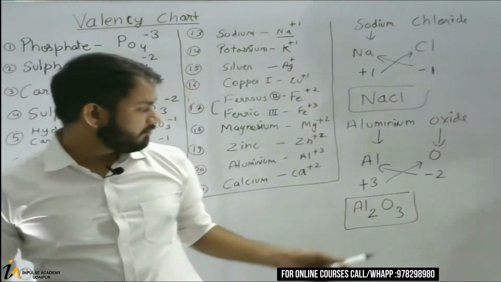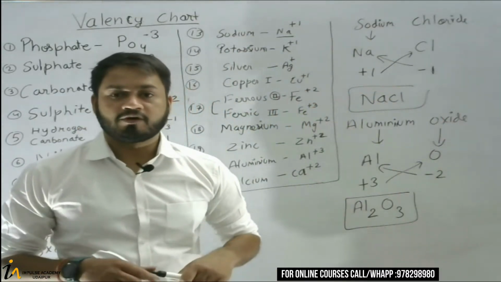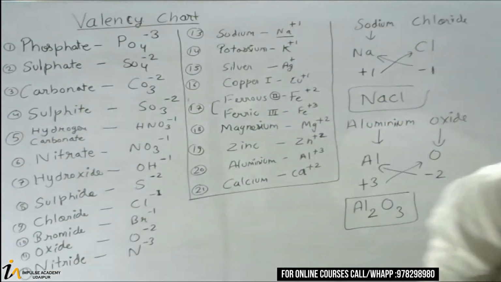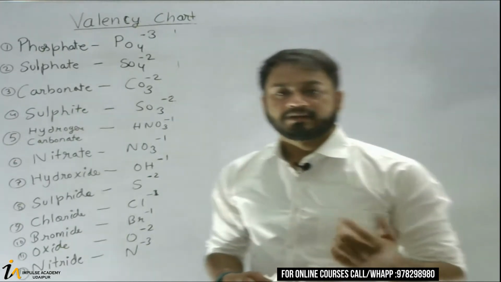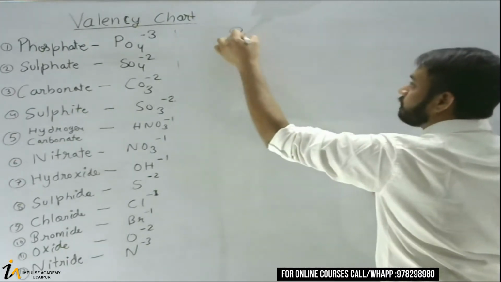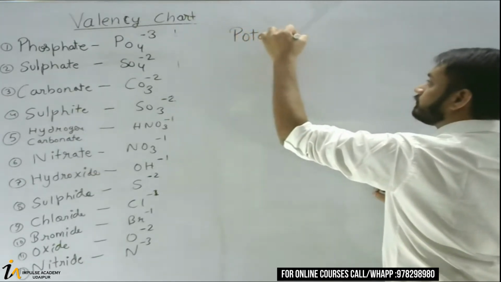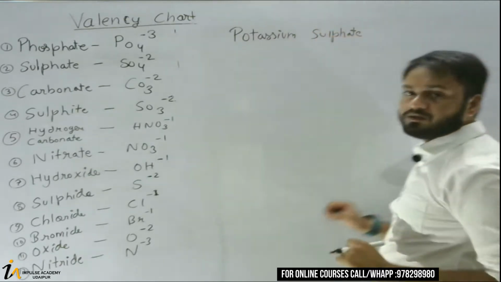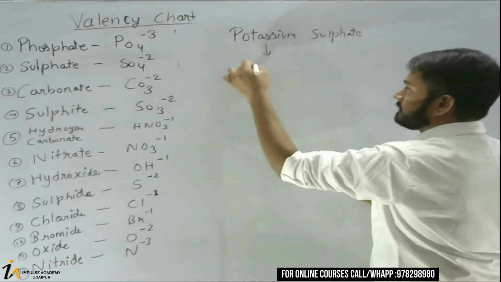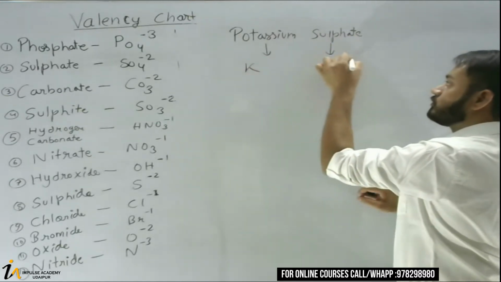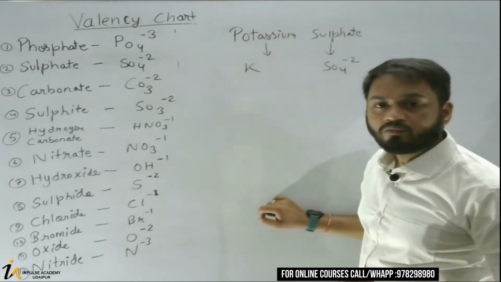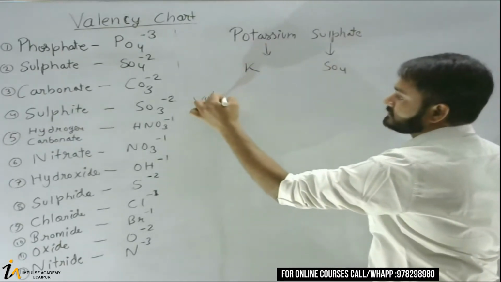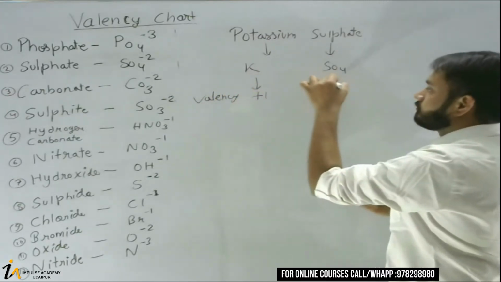So now we'll make some other chemical formulas also. So just take a screenshot so that you can go through this table. Yes, let's make some more formulas. Okay, suppose we have potassium sulfate. So potassium has the symbol K, and sulfate is SO4 minus 2. Now we'll write the valencies. What will be the valencies? It would be positive 1, it would be minus 2.